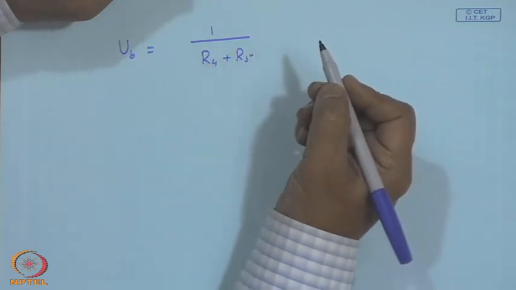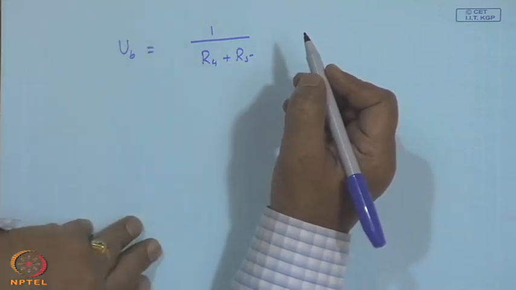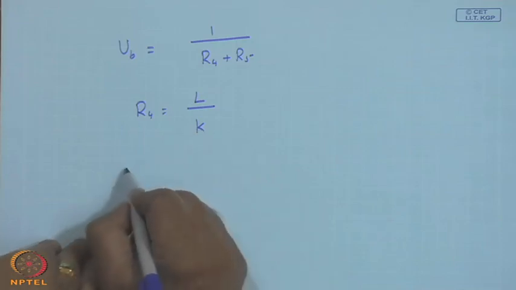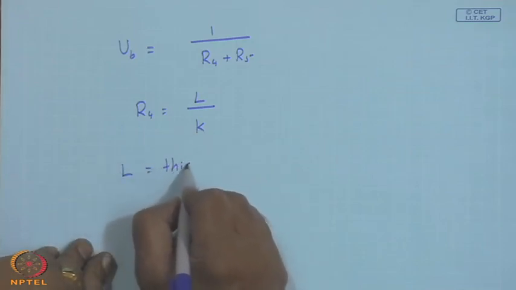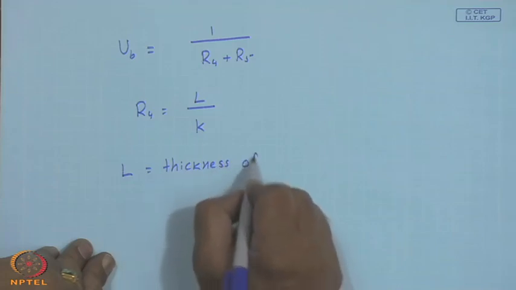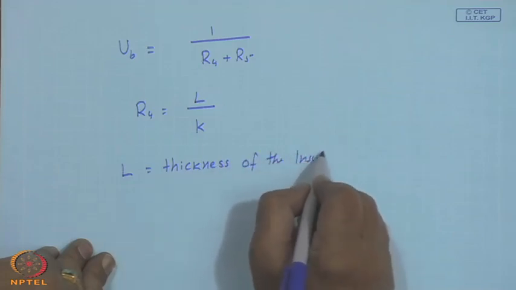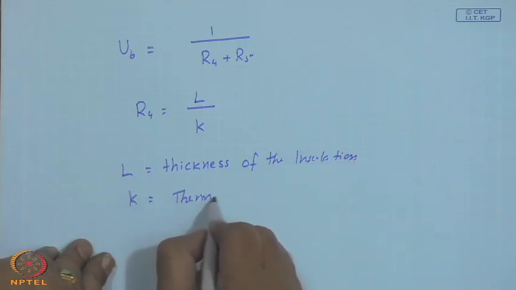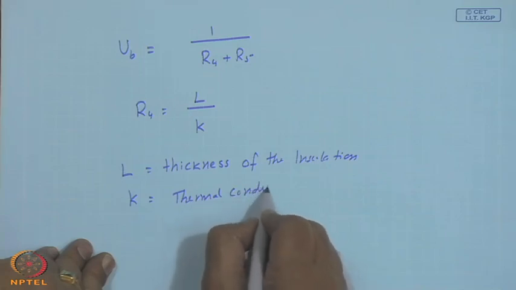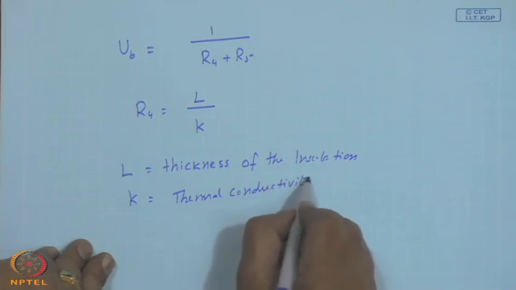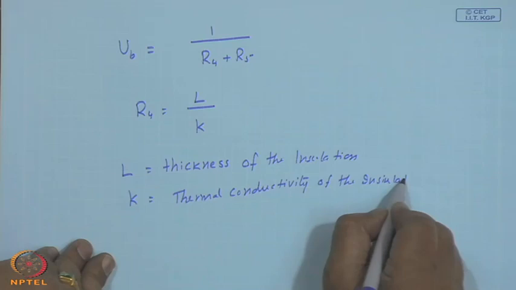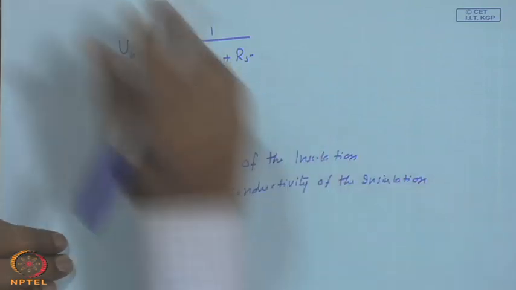It is R 4 plus R 5. R 4 is the conduction resistance and R 5 is the convective plus radiation resistance, and R 4 is given by L upon K, where L is the thickness of the insulation and K is the thermal conductivity of the insulation.